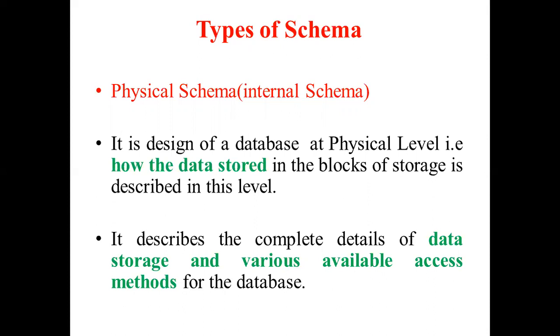Physical level is the lowest level of data abstraction, where we concentrate on how data is actually stored in physical memory. This kind of work is carried out at the physical level, and its design is called the physical schema. How I am going to store the data in physical memory is all discussed in the physical schema. It is the design of the database at the physical level. How data is stored in blocks of storage is described at this level. It describes the complete details of data storage and the various available access methods for that database.